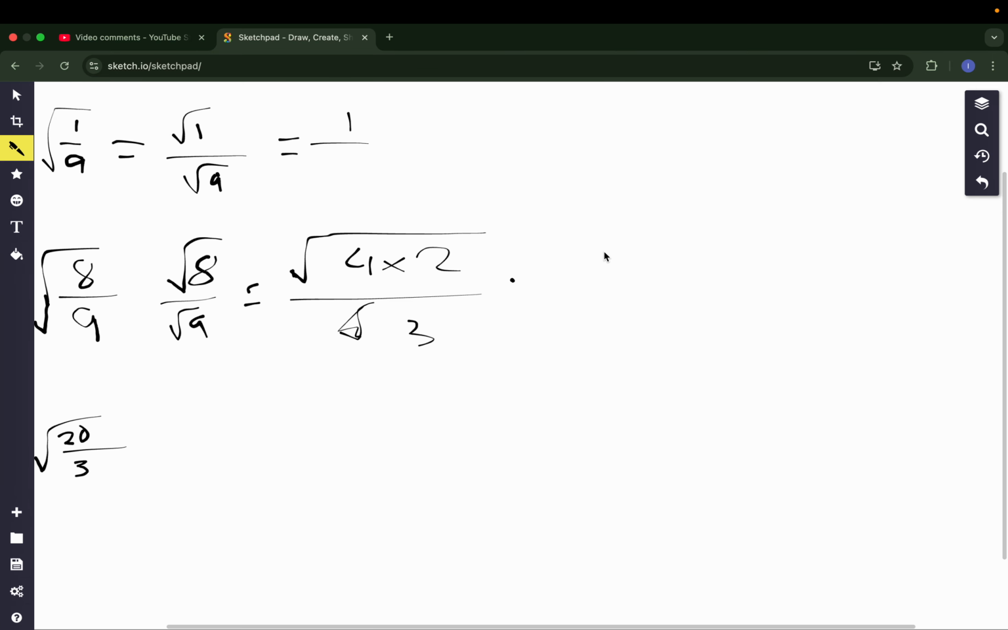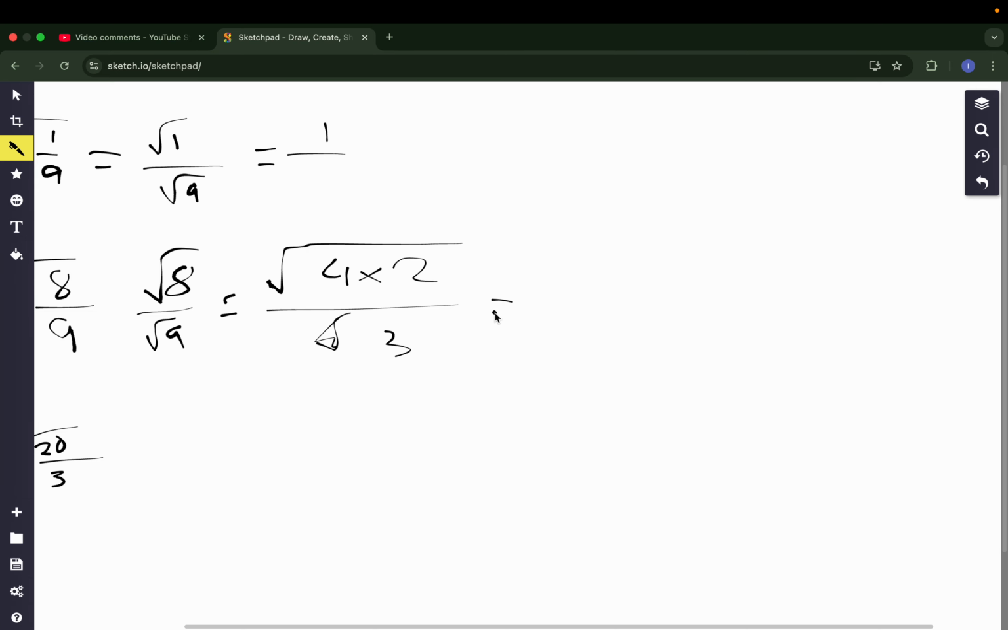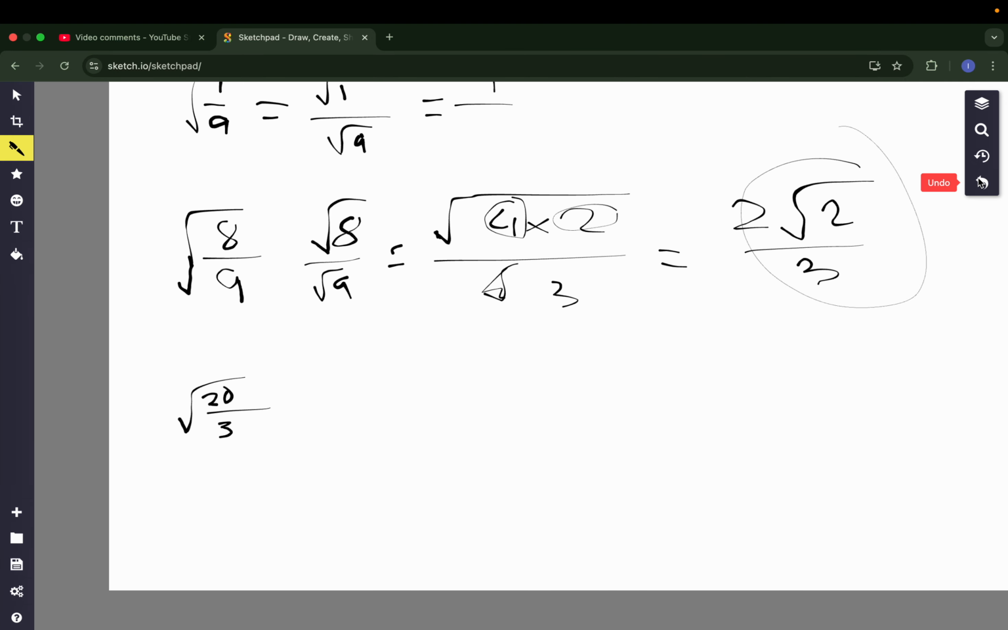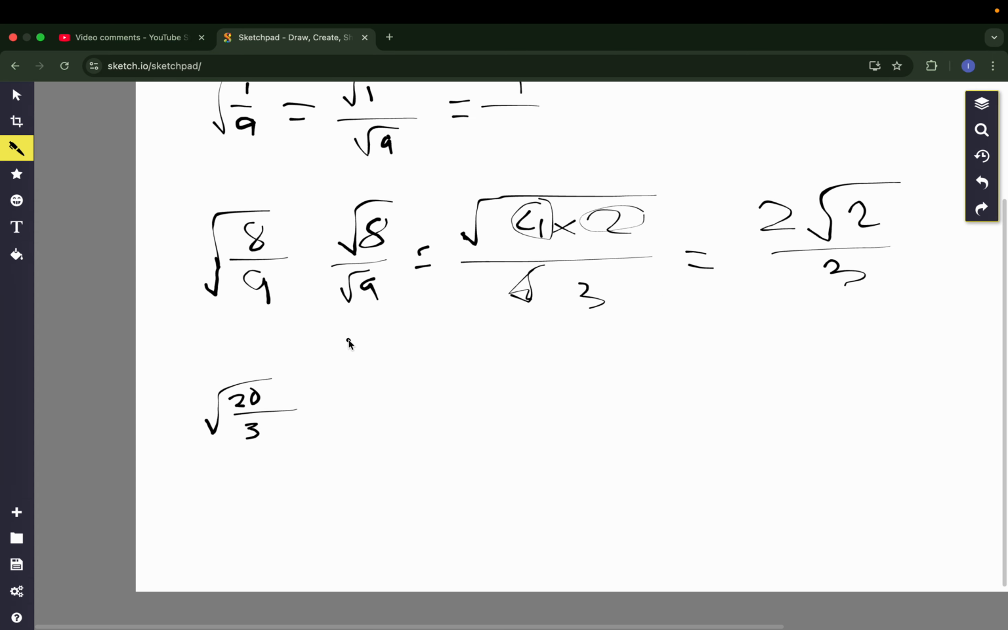And if we keep simplifying this, we found our square number, so we can bring that on the outside, which equals 2, and our other number, which is just 2 on the inside, and this is over 3. So our final equation is 2 square root 2 over 3.